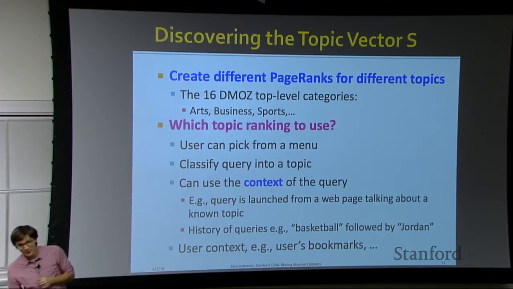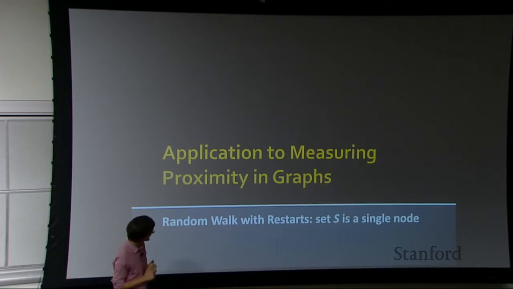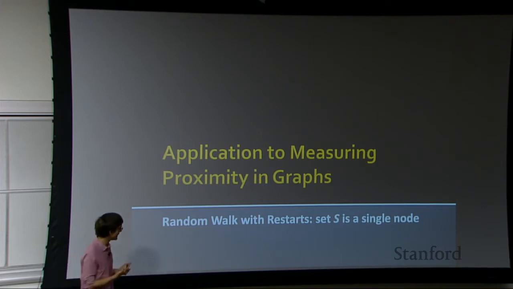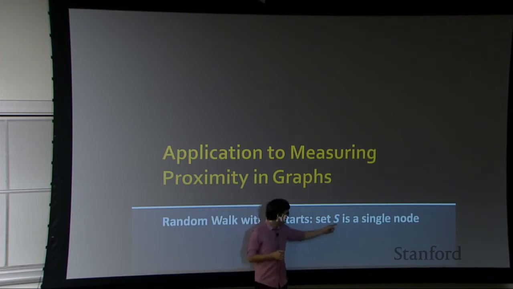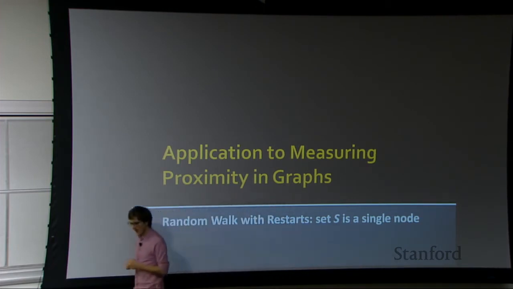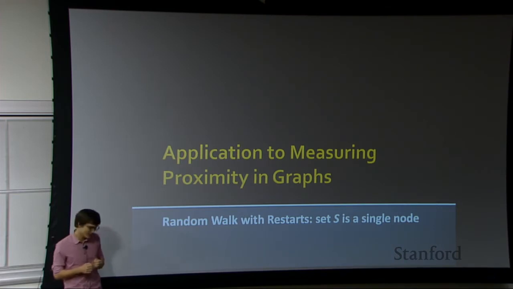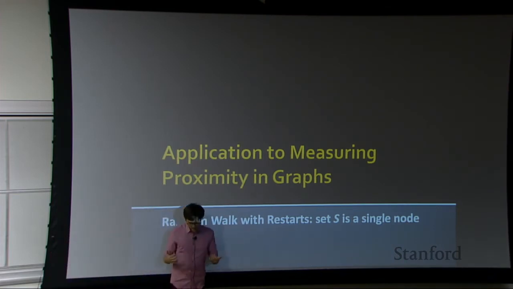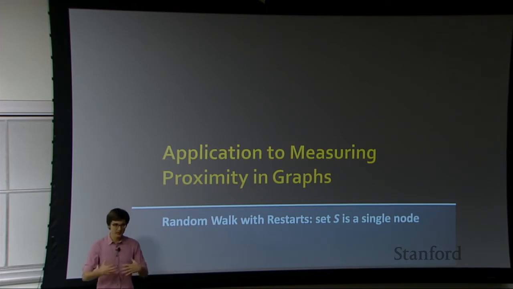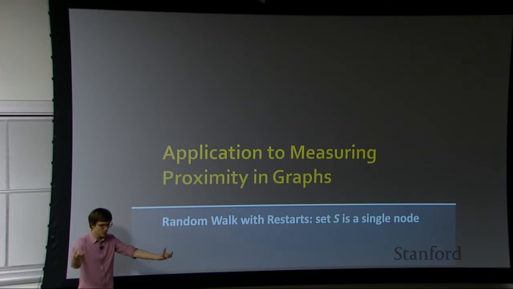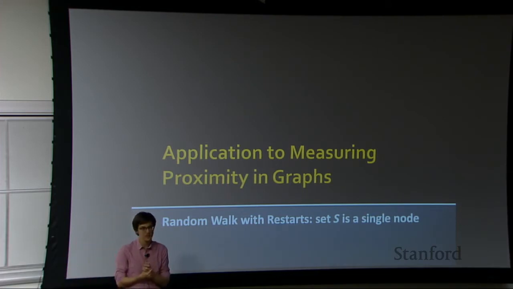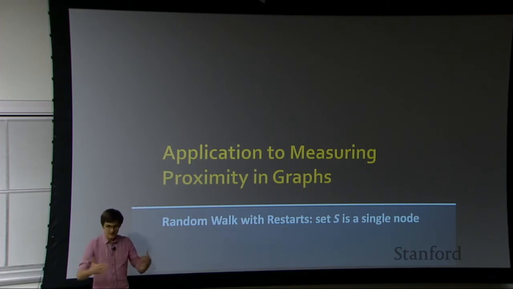Okay, so moving on then. What we will now do is essentially take this topic-specific PageRank, where we had a teleport set that was a set of nodes, and push it so that the set of nodes S is a single node. One way you can think about it is that the teleport set S is a set of nodes where the random walker starts its walk. So what does the score of every other node that is not in S really mean? It means the proximity, in some sense, of that node to the teleport set.